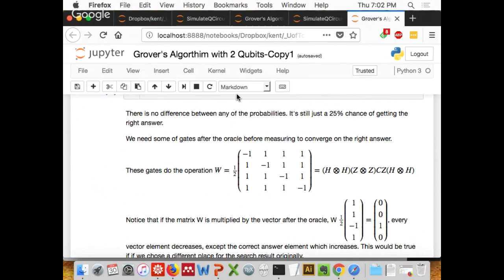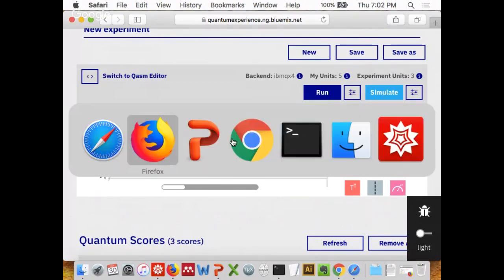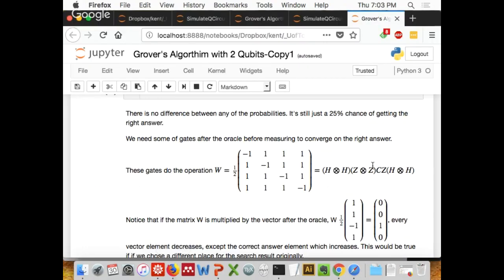So back over here, we want to do H and H. Then we're going to do our CZ again, which is these 3. So this is slightly redundant, all these H's, which is too bad. And then after that, I think we're doing Z and Z. Yeah, and then H and H right after it.